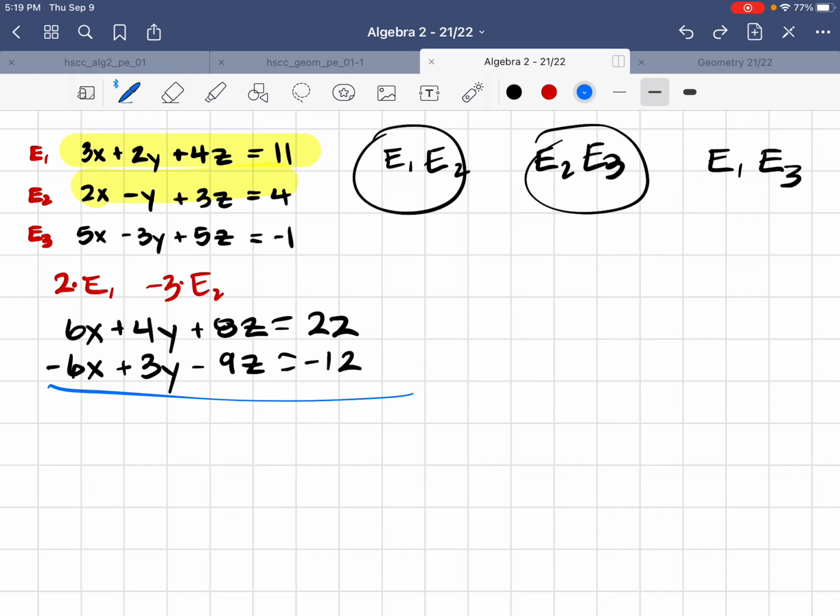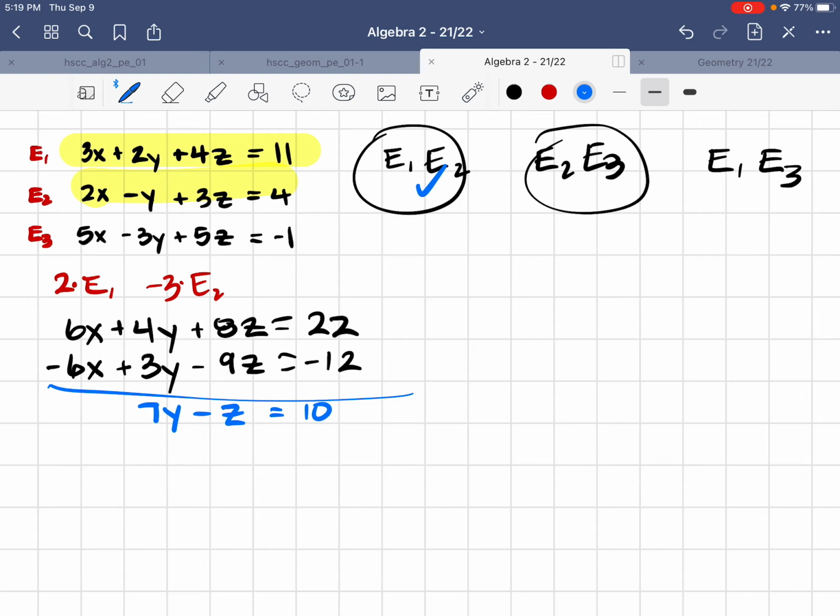So now that they've canceled, I'm not going to write anything underneath it. Then I have 7y. And then the 8z and the negative 9z is going to give me negative z. And the 22 and the negative 12 is going to give me 10. So this is how I get one equation to have two variables. I did that by combining E1 and E2.